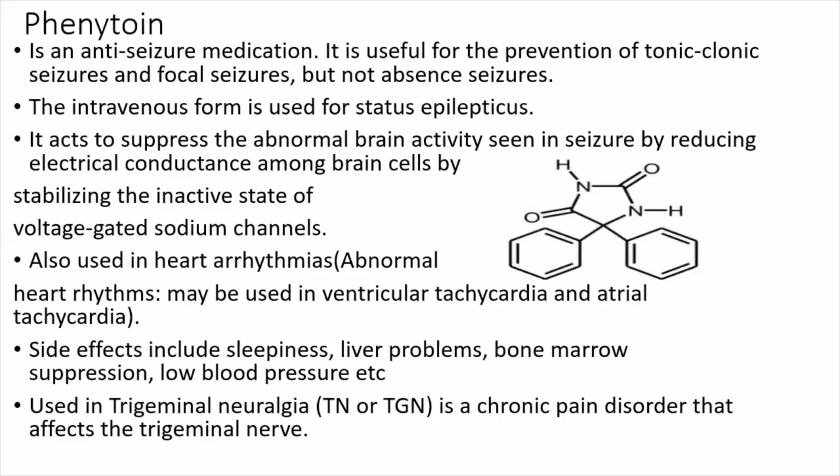Now, next is the hydantoin derivative, that is phenytoin. This is the structure of phenytoin. When you take the structure, the numbering starts from this nitrogen: 1, 2, 3, 4, and this is the fifth position. At the fifth position, there are 2 aromatic rings. So it is 5,5-diphenyl hydantoin.